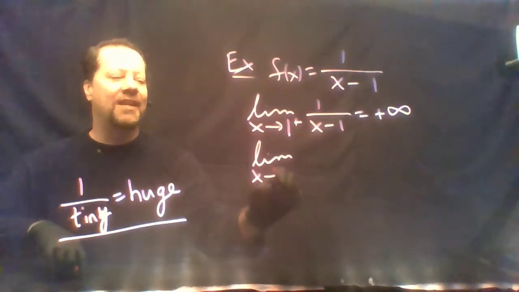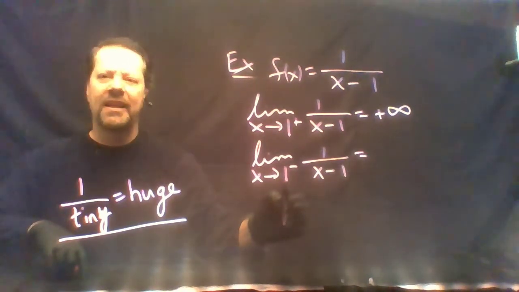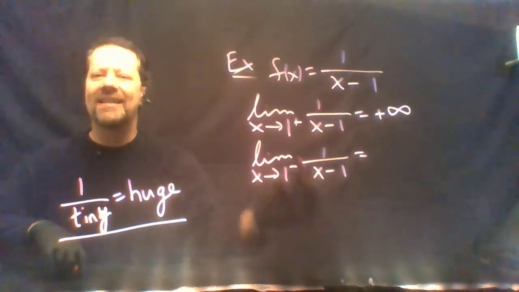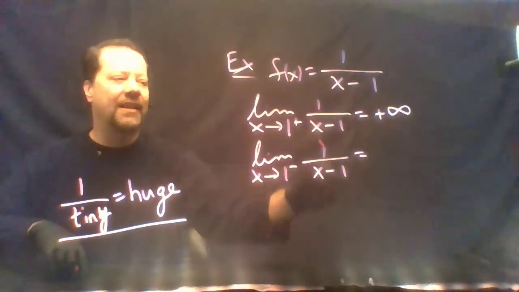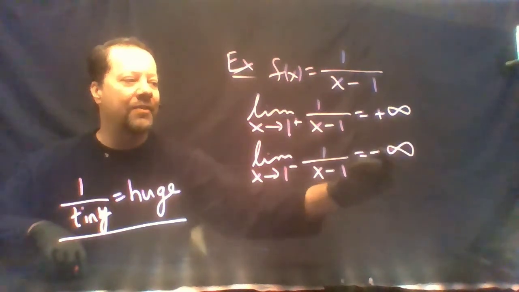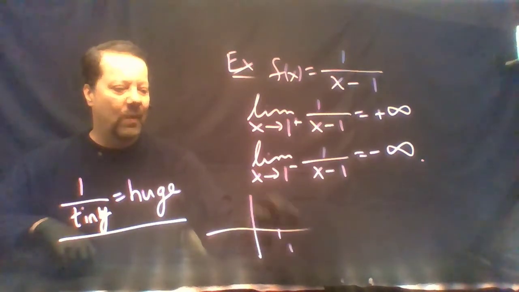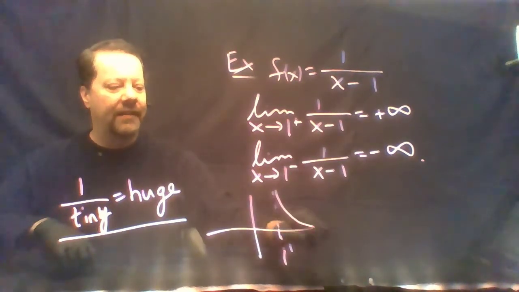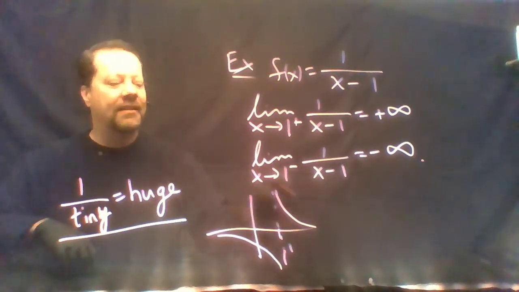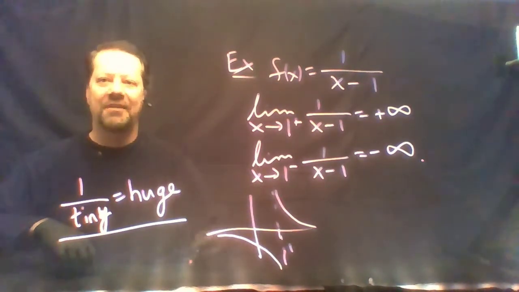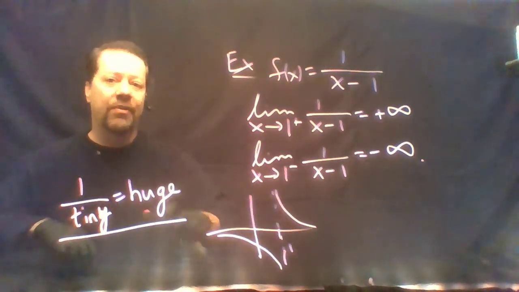And if you take the limit as x goes to 1 from the left, you're taking numbers and plugging them in that are just 1 minus a little tiny bit. 1 minus tiny minus 1 is just negative tiny. 1 over negative tiny is negative huge. And the graph of this function looks like this. At 1, that's the dividing line, it goes up to infinity on the right, down to minus infinity on the left. And as x gets huge, the whole thing gets driven to 0 in both directions.